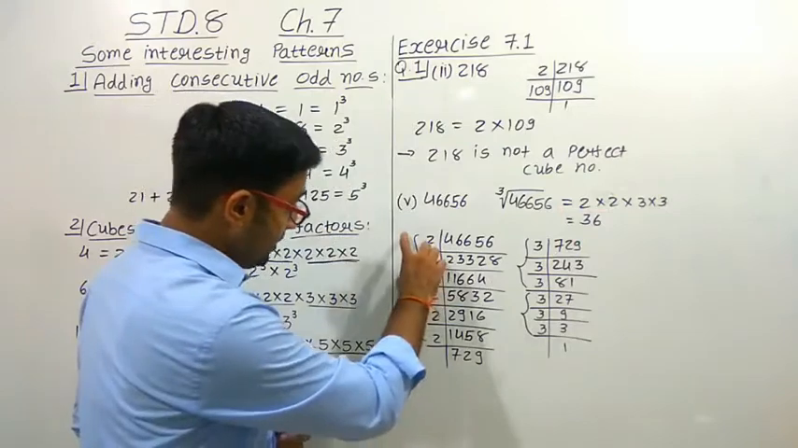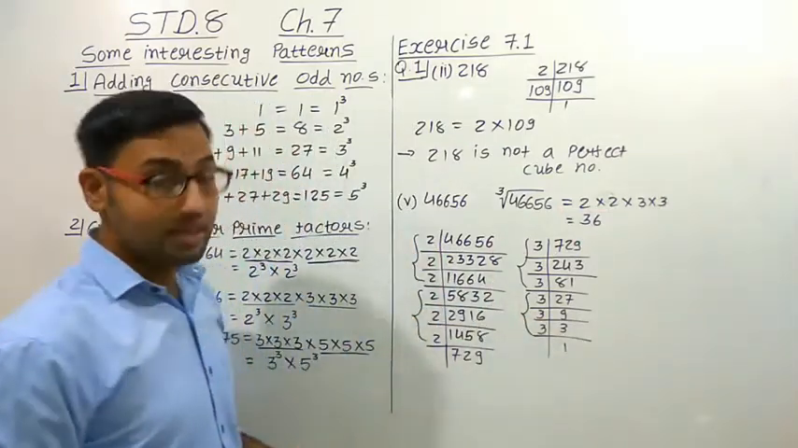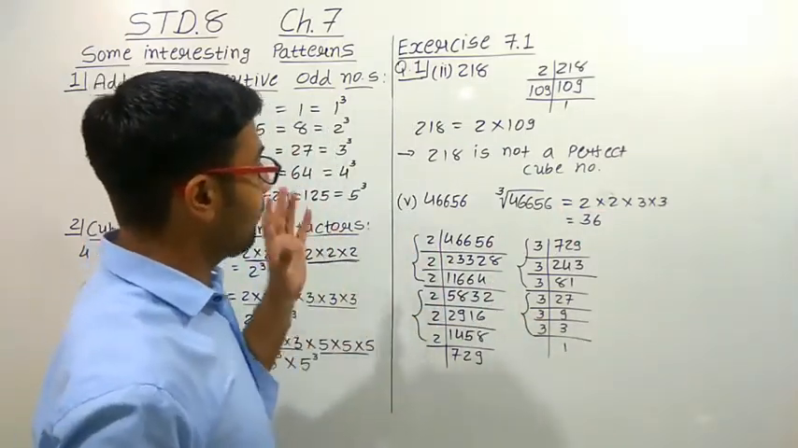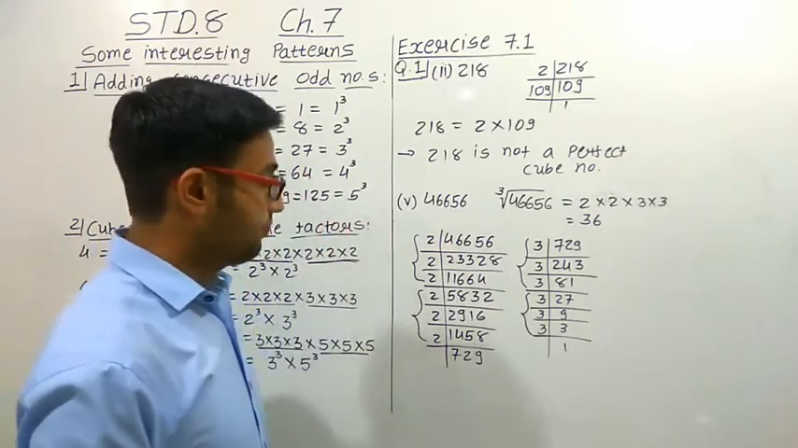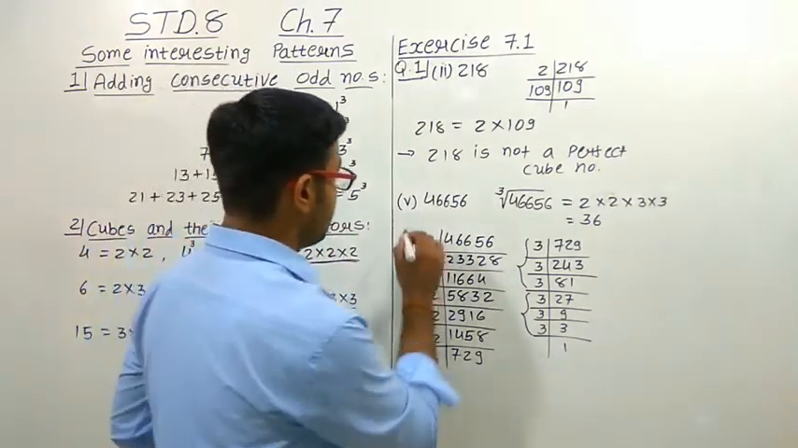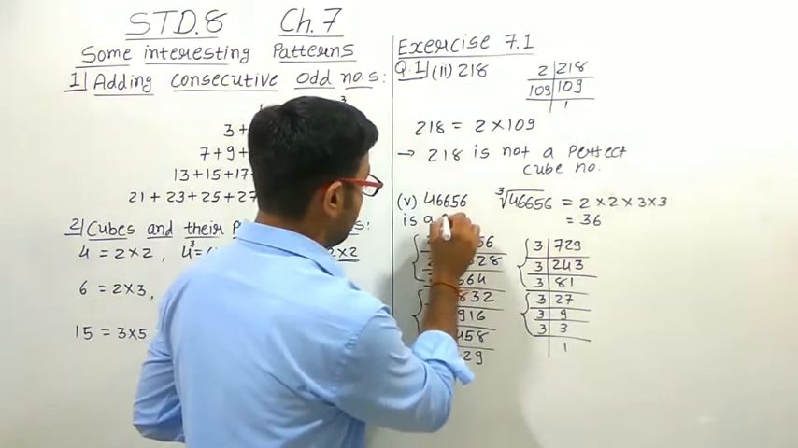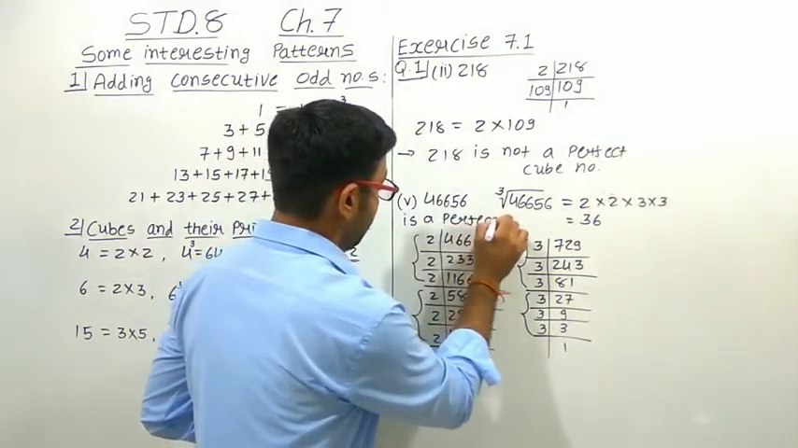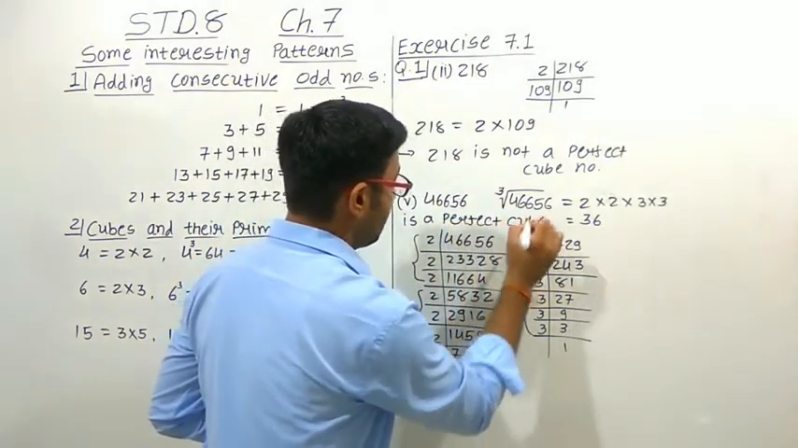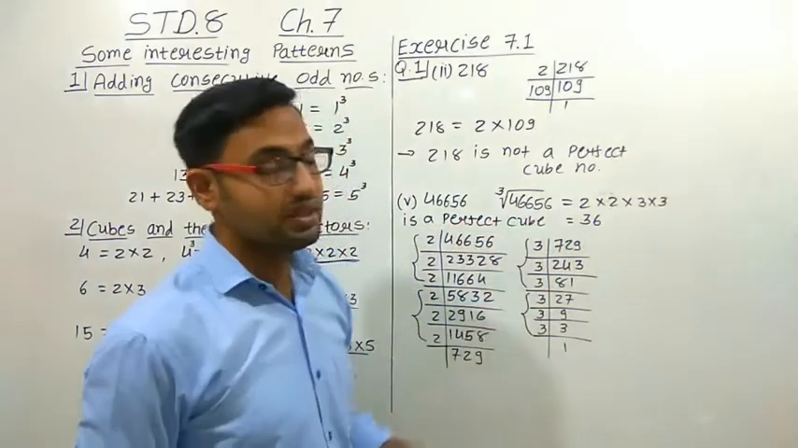So in this way we can understand whether a given number is a perfect cube or not. So here this number is a perfect cube number, and the cube root is 36.